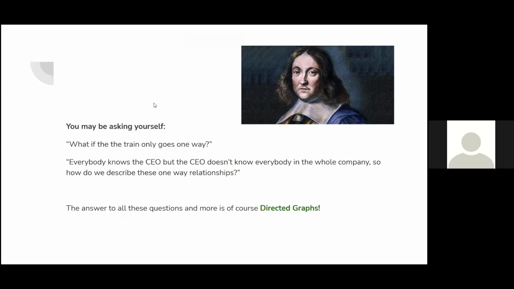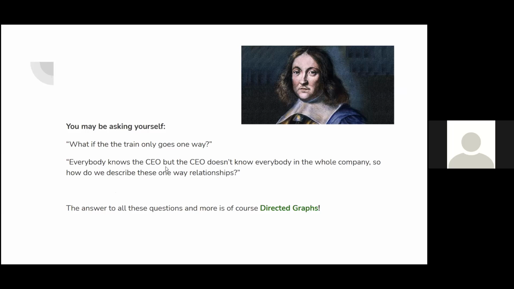But then you might ask yourself, what if the train only goes one way? Or what if it's a flight that only goes from San Francisco to New York, but not back at that time for whatever reason? Or what if you know somebody, but they don't know you, like the CEO of your company? If it's a large company, you'll probably know the CEO, but they won't know, at least by name, every single person who works for them.